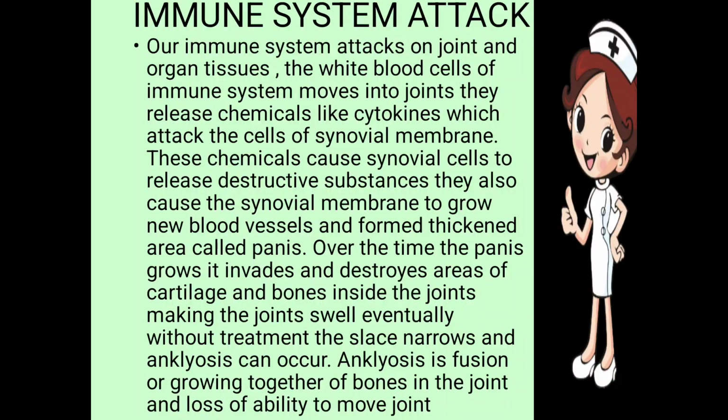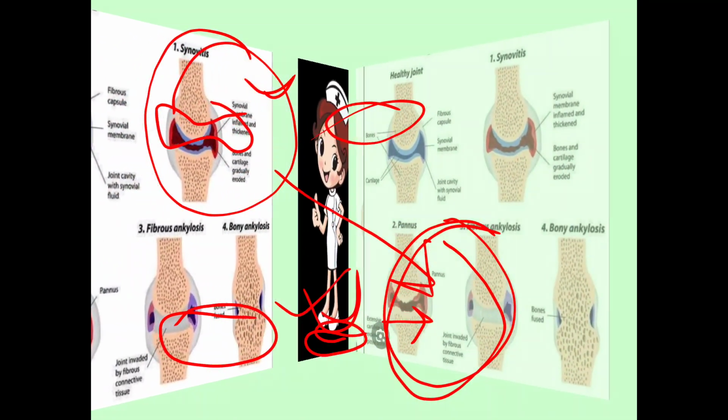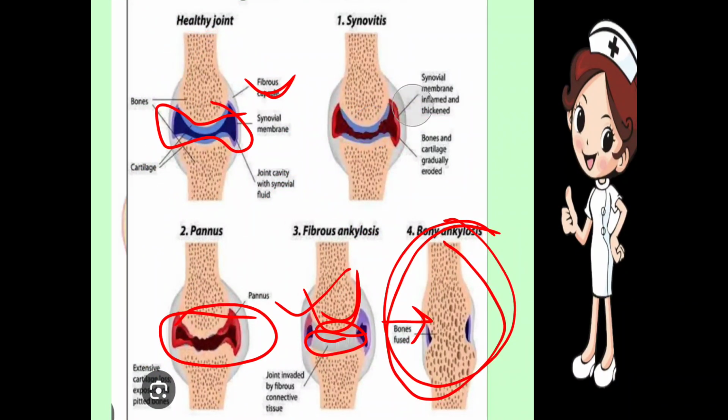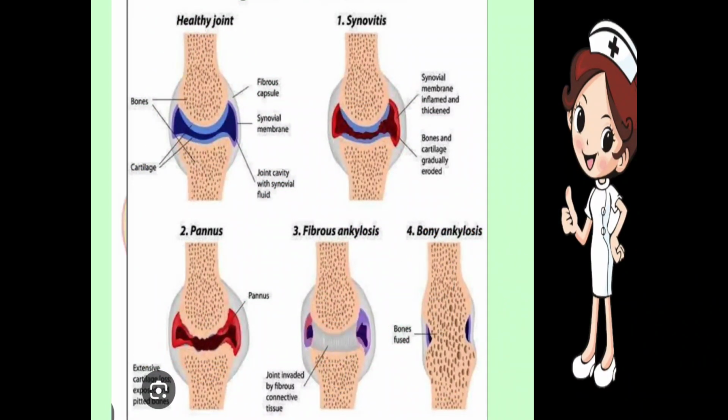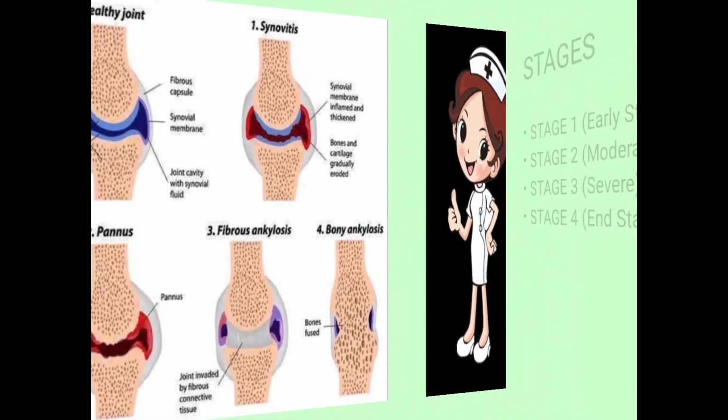Ankylosis is a fusion or growing together of the bones in the joint and loss of ability to move the joint. Basically, the two bones get joined with one another and they are unable to move. You will not be able to move them, otherwise a fracture will take place. So it is very important to do the treatment of the disease properly.